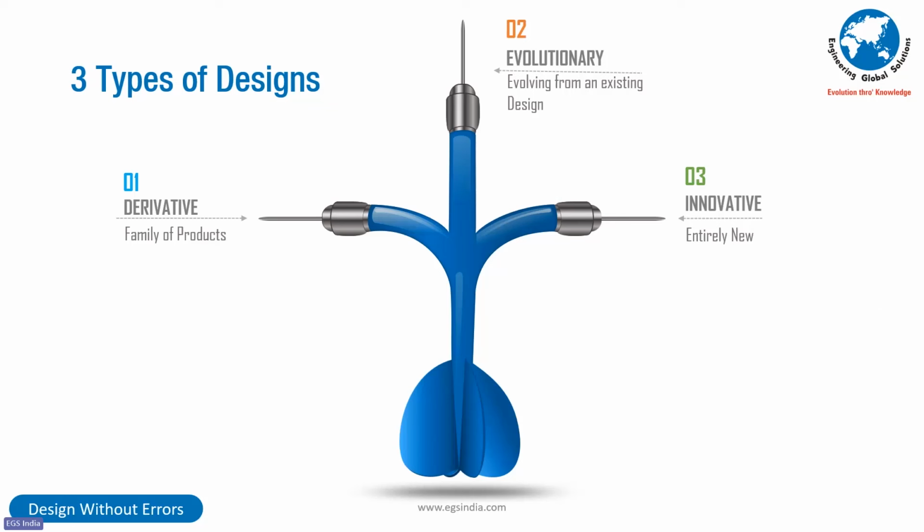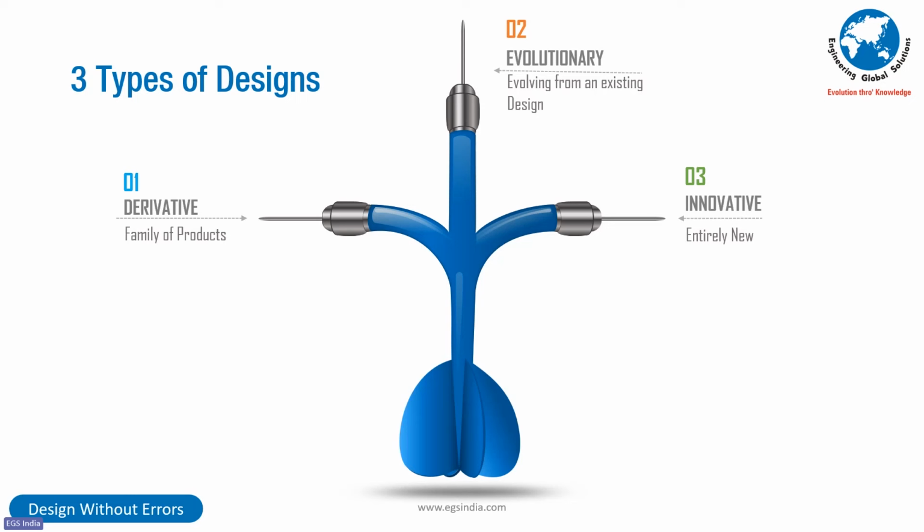Now, when we look at the type of design activities that we do, there are 3 different kinds of design activities. One is the derivative designs, where we take a family of products and extend it, keep producing new designs from the existing designs. The next one is the evolutionary design, where we take a design and we modify it, and over a period of time, the design transforms itself. It could be a completely different design. However, nevertheless, the mother of that design is the first design that you started with. So it evolves over a period of time.